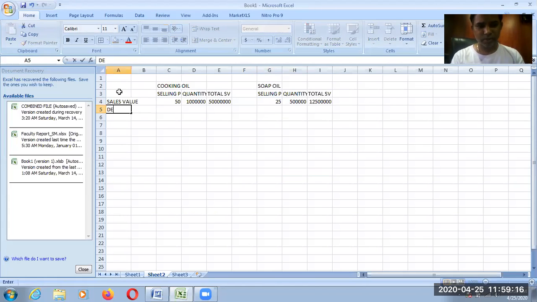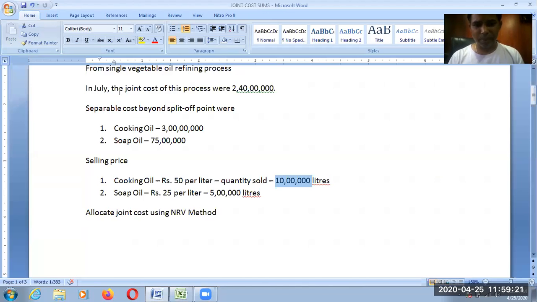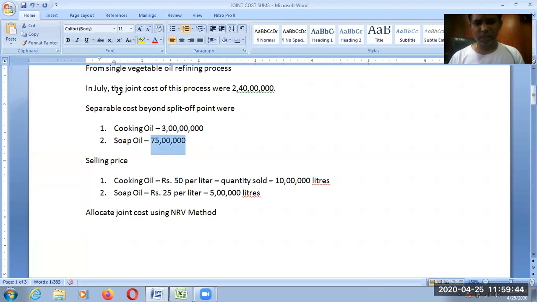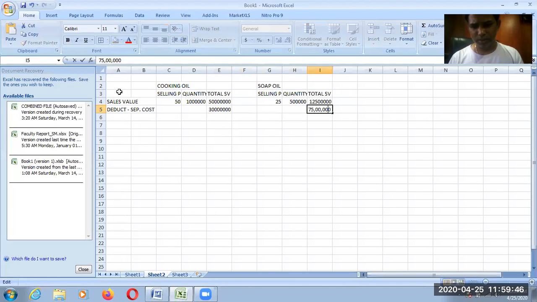Deduct separable cost. The separable cost is given to us. I'm just calculating this in Excel, so it becomes easier for me to calculate and easier for you to understand. This is the separable cost, and this is the soap oil separable cost. As there are commas, I'm removing them. And this will be known as NRV, net realized value.